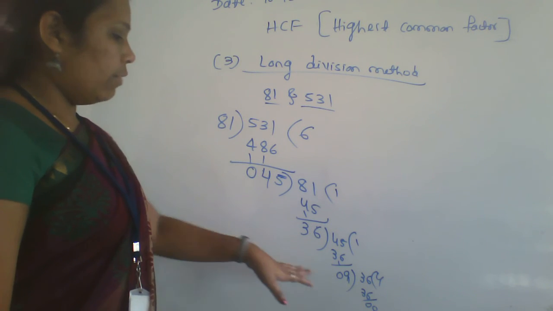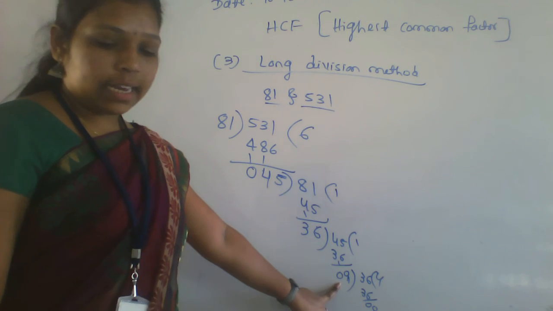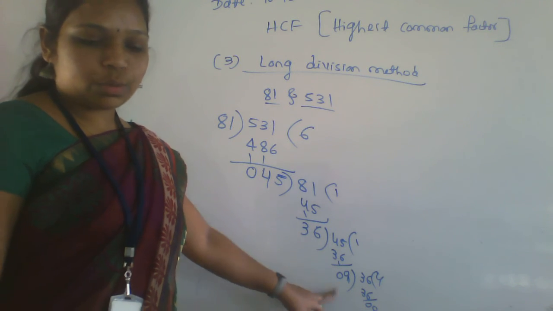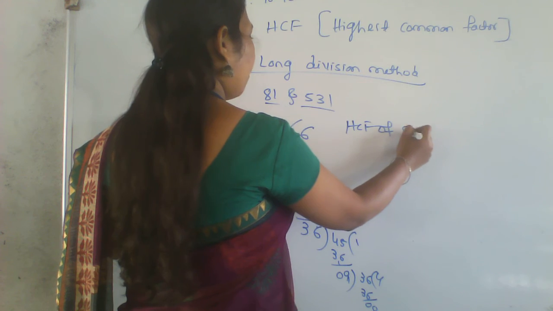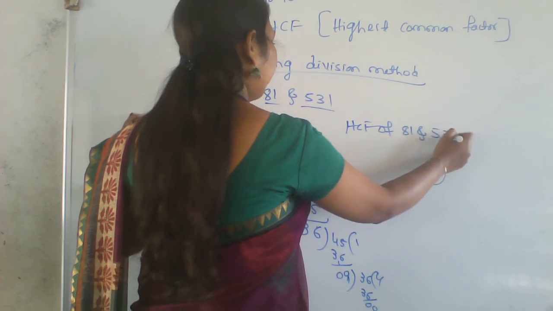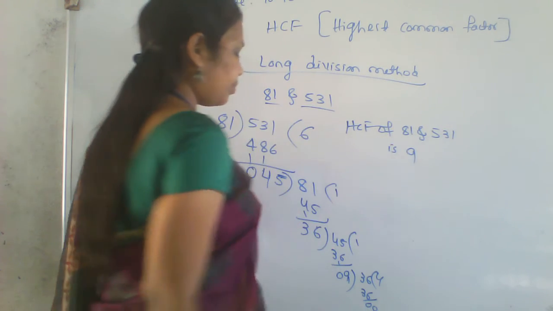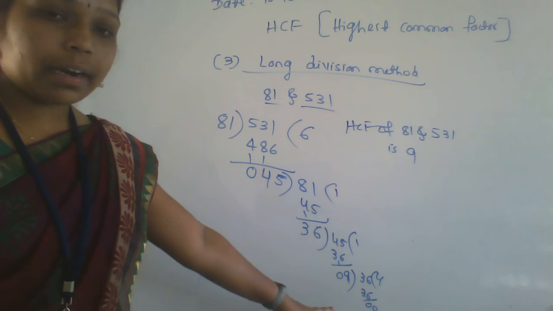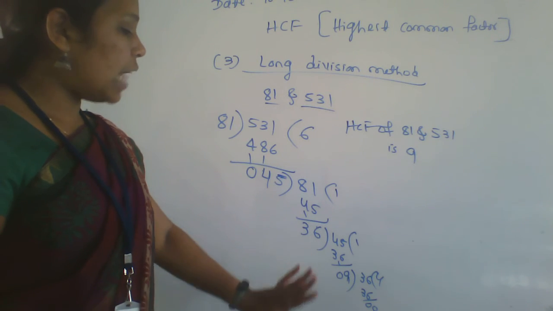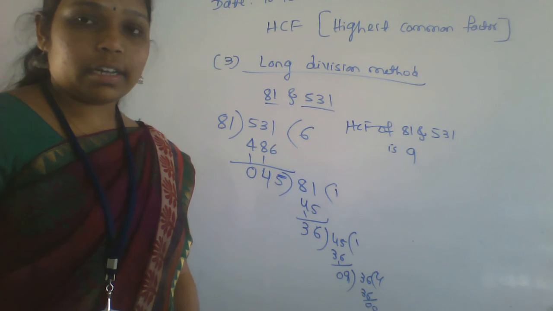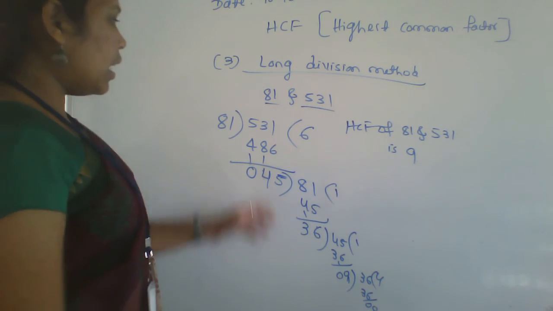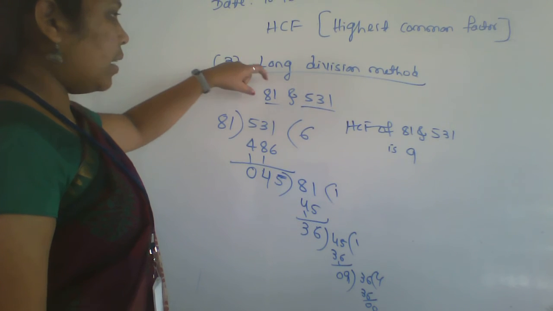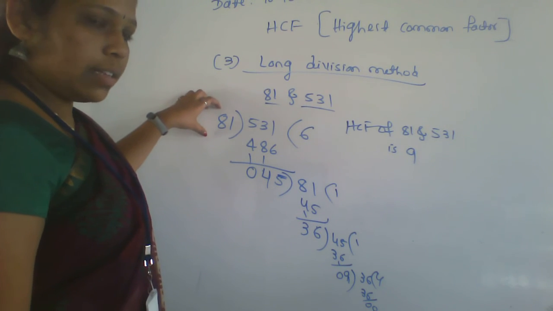So okay, finally, here 9 is the divisor. So HCF of 81 and 531 is 9. Till the remainder you get is 0, up to that much you have to do the division. That's why it is called the long division method. Write the bigger number inside and take the smaller number outside as the divisor.